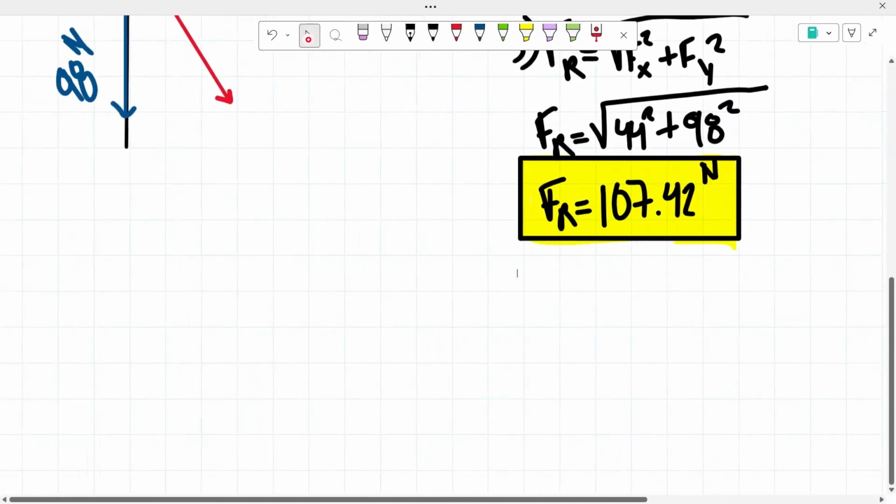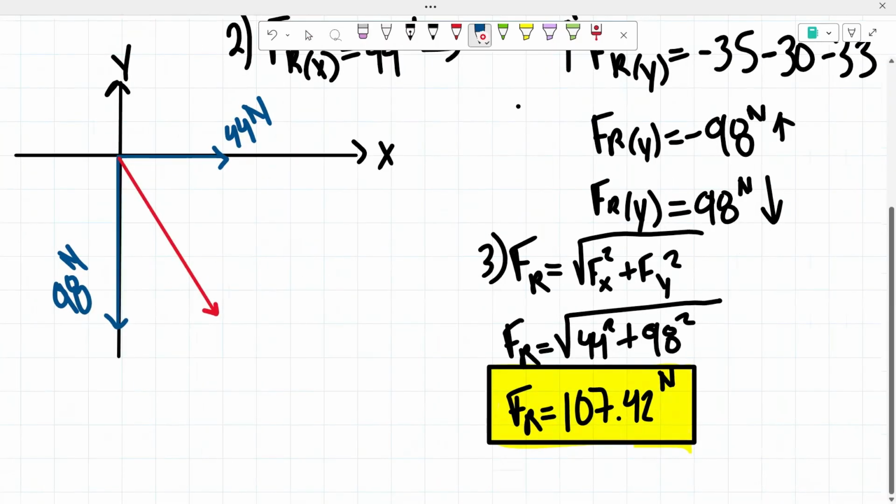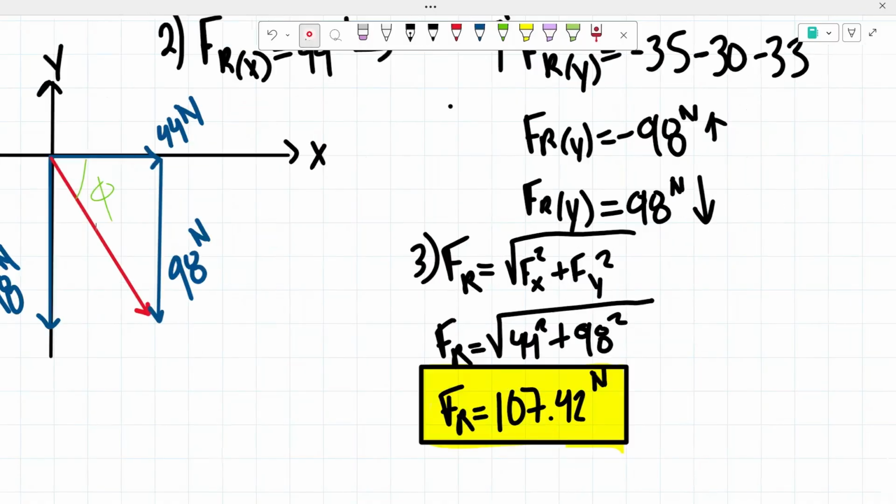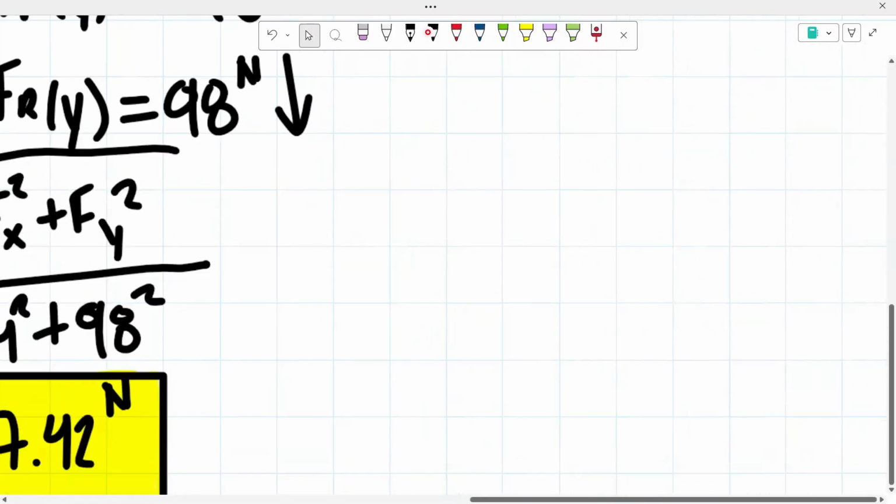So, to find it, we're going to draw the force right here. We know that this force and this force have the same value, so 98 newtons. And we're trying to find this force right here. We'll call that phi. Since we know this side and this side, we can use tangent phi, which is equal to the opposite over the adjacent side. And that's how we're going to be able to determine our angle right there.